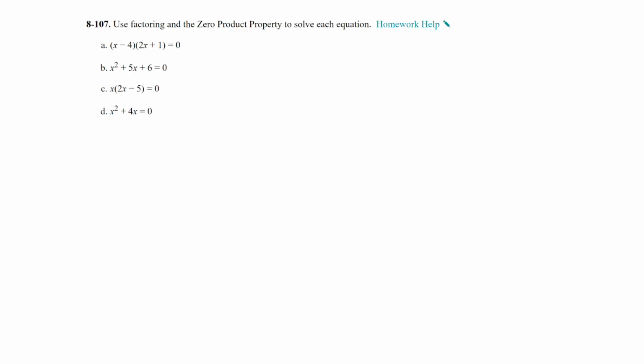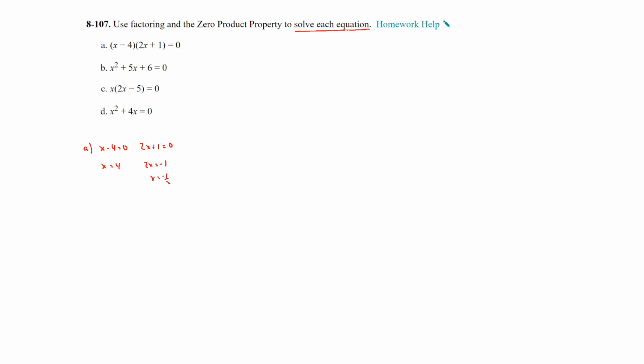Question 107. Use factoring and the zero product property to solve each equation. So when we're talking about solving for the equation, we're looking for x values. So the first one is already set up in factored form, so we can use our zero product property to set our factors equal to 0. Remember, if two or more numbers are multiplied to give you 0, one of them has to be 0. So that's why we're setting it up, solving for each of these.